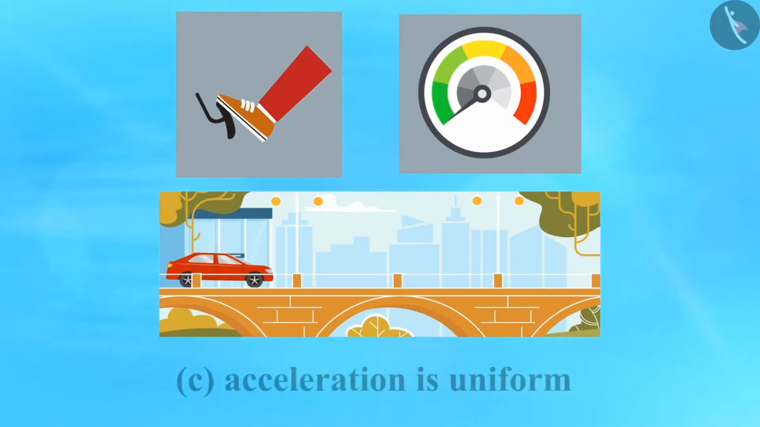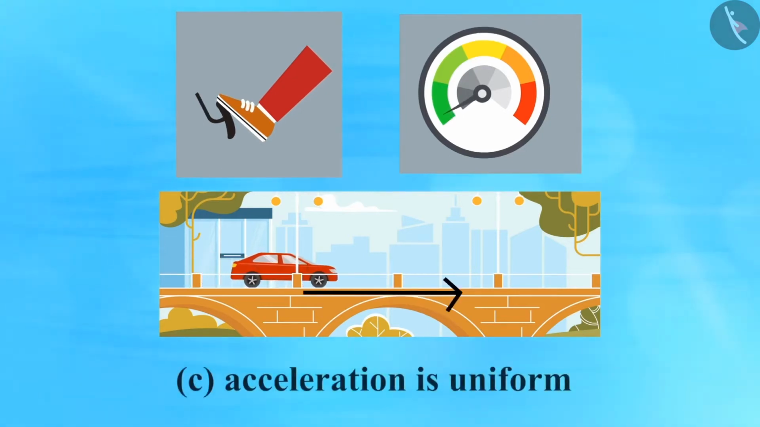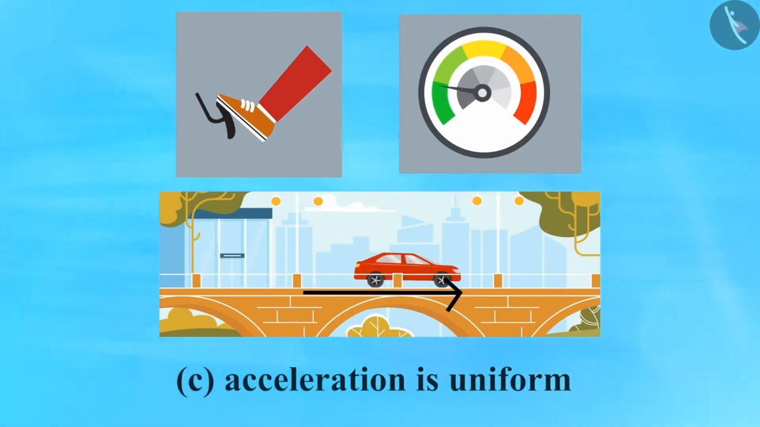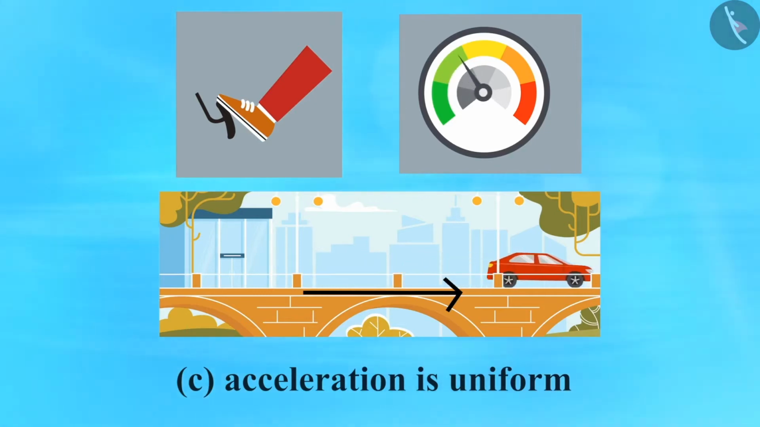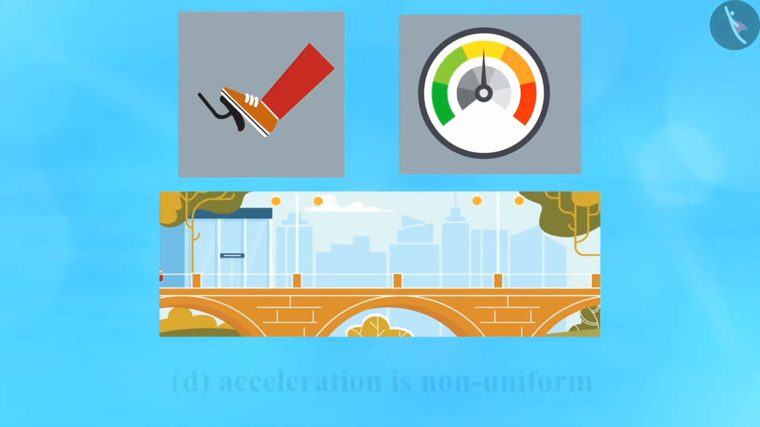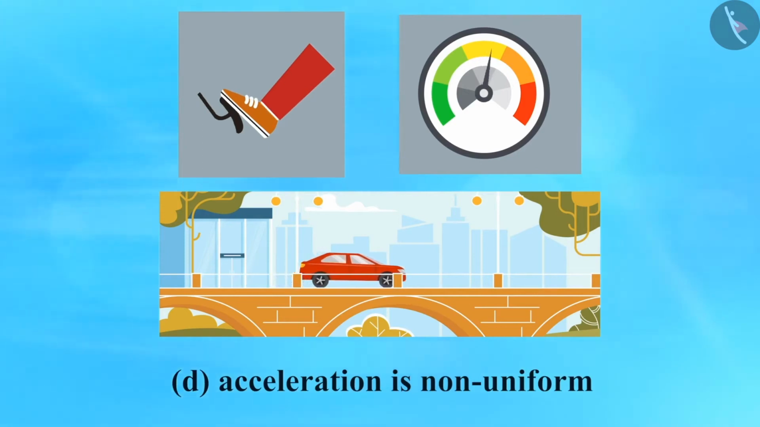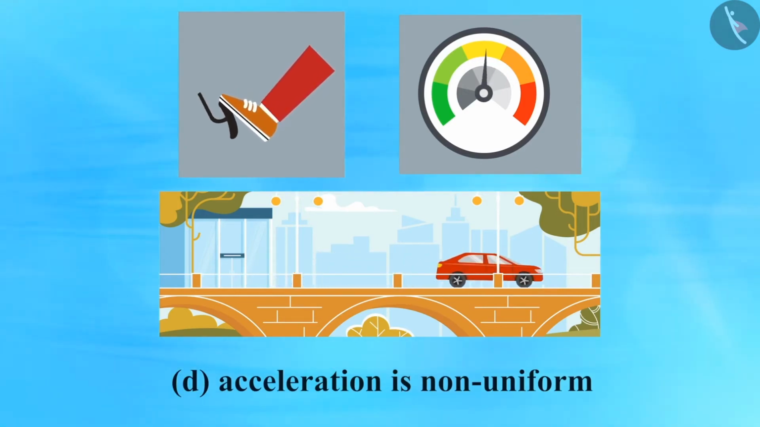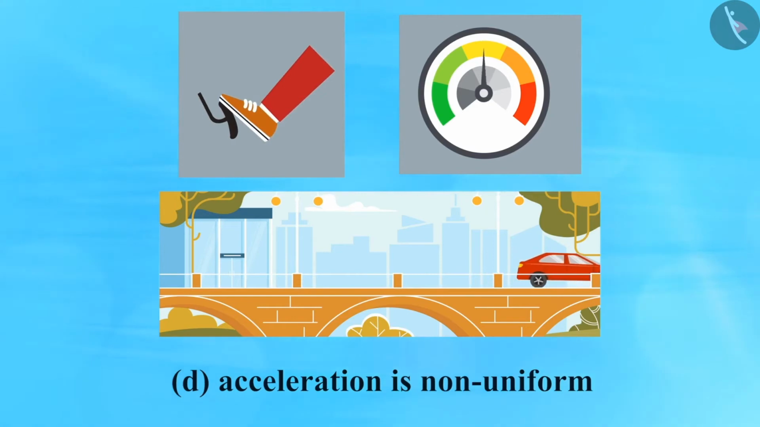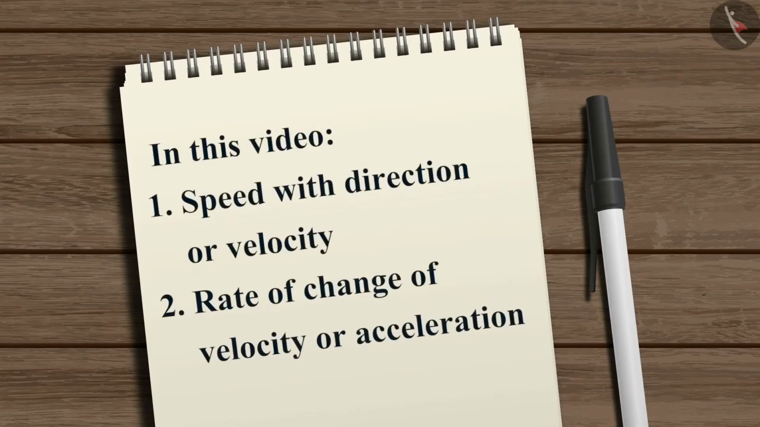C. Acceleration is uniform. When the driver pushes the accelerator pedal and keeps it at a certain position, the speed increases at a uniform rate. D. Acceleration is non-uniform. Now, the driver pushes and releases the accelerator pedal repetitively for different time intervals, which gives the car jerks along with the increase in speed. So, in this video, we learned about speed with direction or velocity and the rate of change of velocity or acceleration.